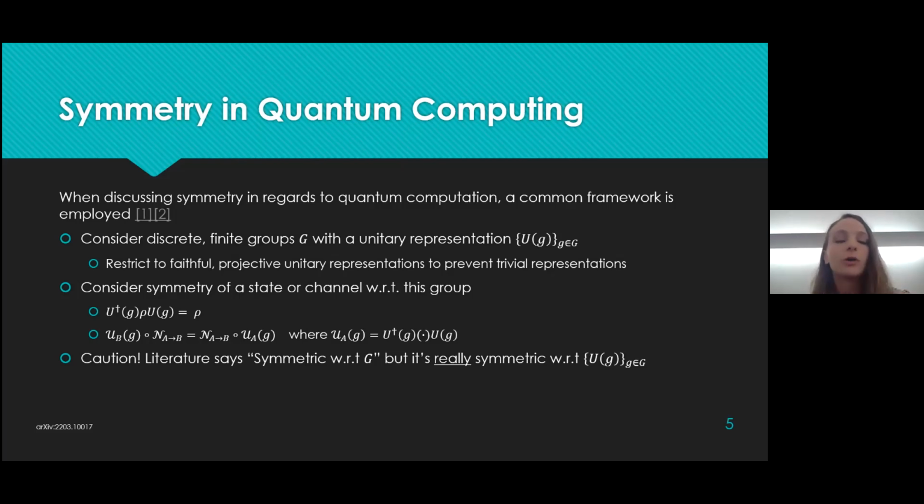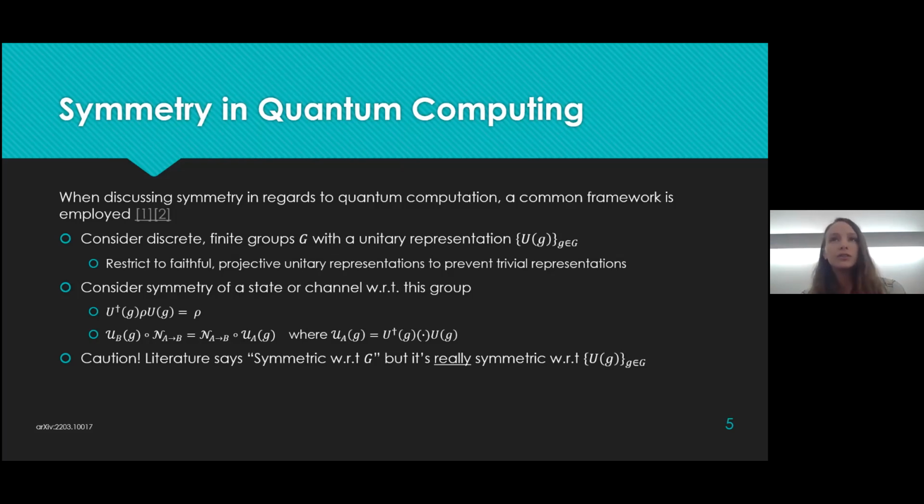And you furthermore will often want to restrict to a faithful representation, just meaning that the transformation between your group and your representation is one-to-one. Both of those together are really just meant to prevent trivial representations. You can imagine you take a group and send every element to the identity, and that's a pretty boring representation. So the next thing to consider is, what do I mean when I say symmetry in quantum computing?